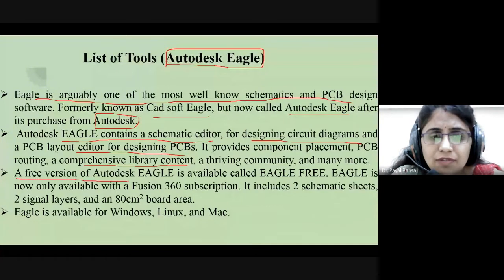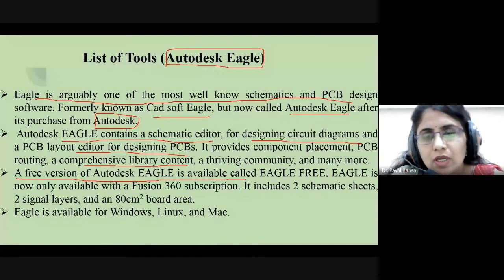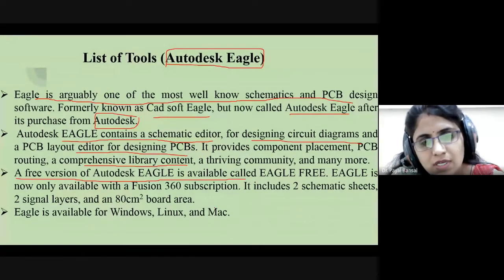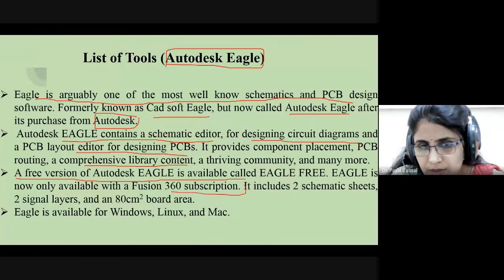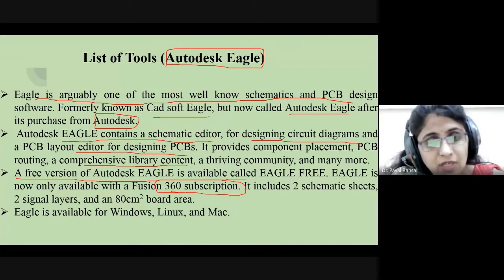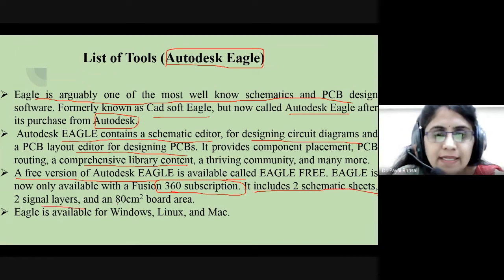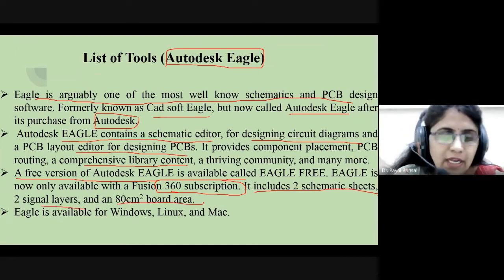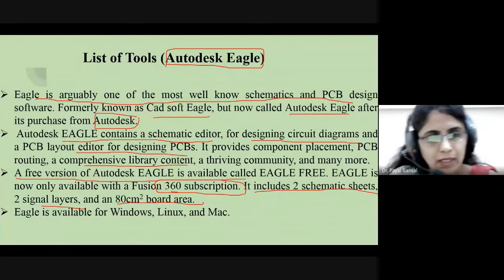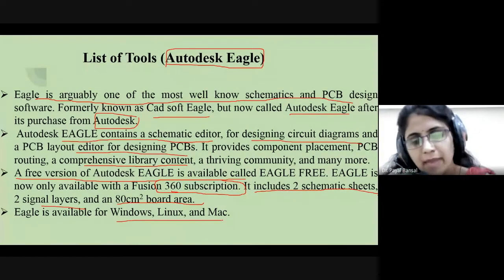A free version of Autodesk Eagle is available that can be downloaded, but Eagle is now only available with Fusion 360 subscriptions. This is the limitation of that software, so generally we are not using it as open source. It includes 2 schematic sheets, 2 signal layers, and an 80 square centimeter board area, or we can say workspace area. Eagle is available for Windows, Linux, and MacBook.